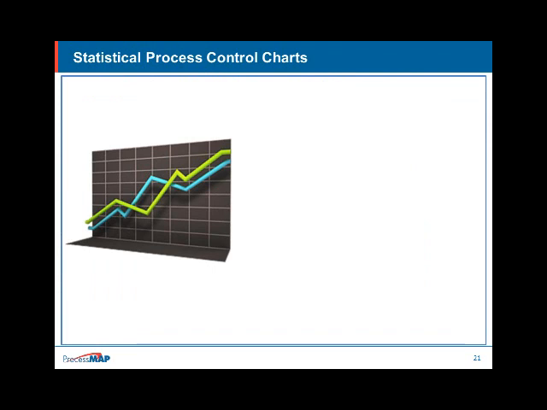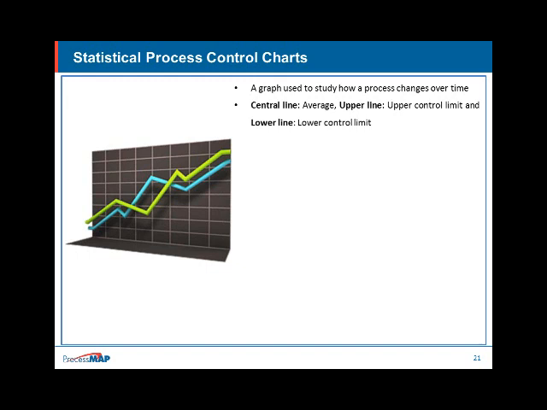All right, so let's start off talking about statistical process control charts. In a nutshell, if you don't know what these are, it's basically a graph used to study how a process changes over time. You'll see on the graph that it has a central line. That central line is the average. On the graph itself, it'll have an upper line, which we call the upper control limit, and a lower line, which is the lower control limit.